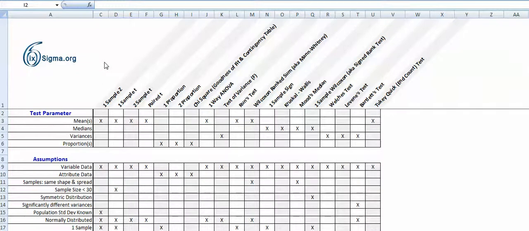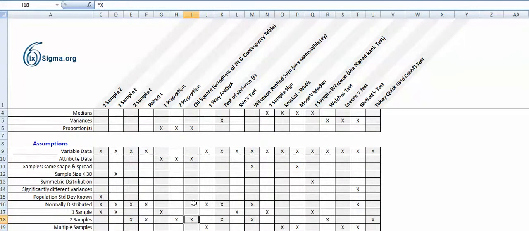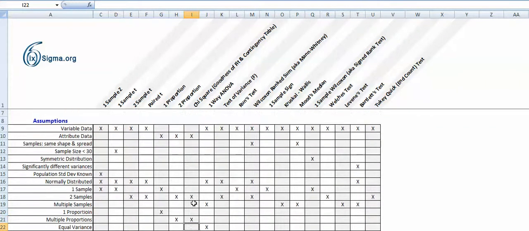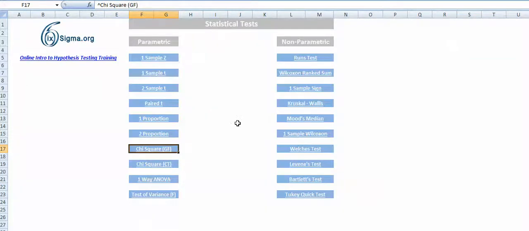In this video, we'll look at the chi-square test, and there's two versions of it. One is called goodness of fit, the other is called the contingency table. We are dealing with proportions, so this is usually defects or defectives, or it could be any proportion for that matter. It is attribute data, and other assumptions here are that you've got two samples, or in the case of a contingency table, more than two samples, or multiple proportions.